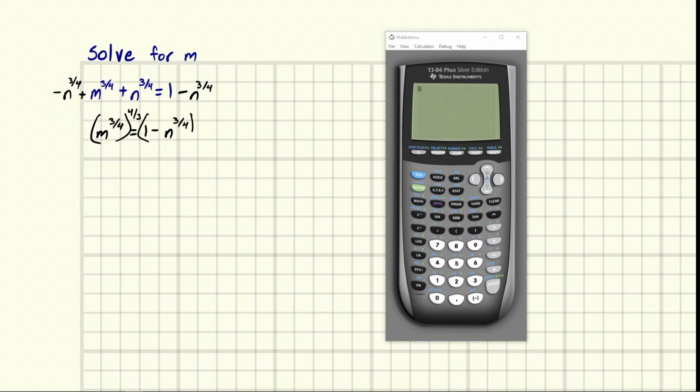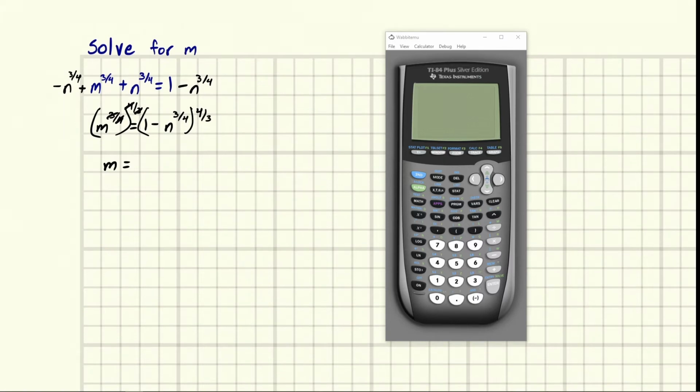And if we do it to one side, we have to do it to the other. So 4/3 on this side. So we're going to get that m, because this will simplify and this will simplify, and it all simplifies down to 1. So this is just m now, is equal to 1 minus n to the 3/4 raised to the 4/3. Now, you might be tempted to distribute this in. Completely illegal move. Because remember, this tells us how many copies we have to do.